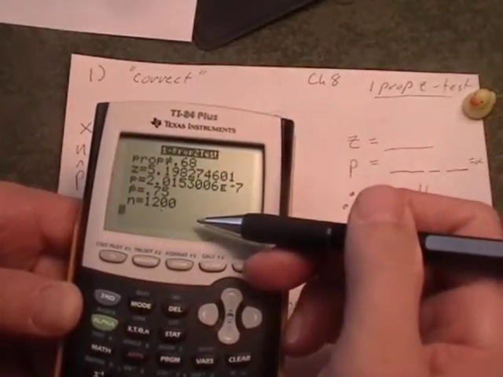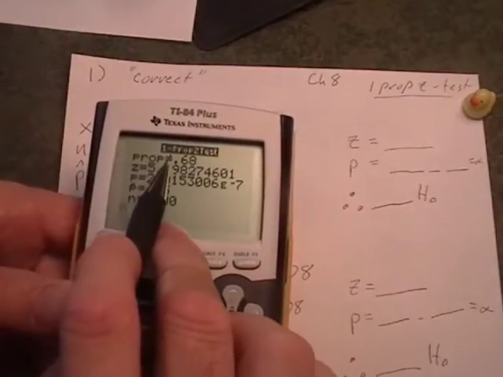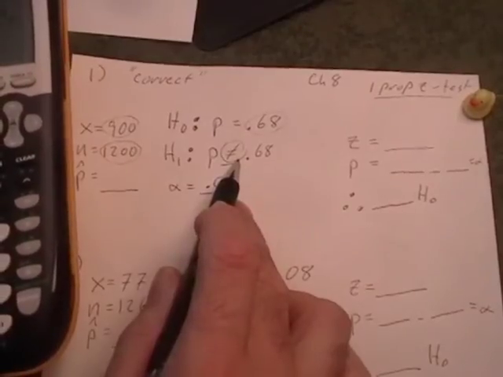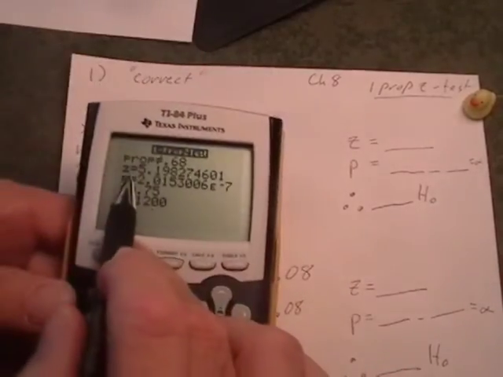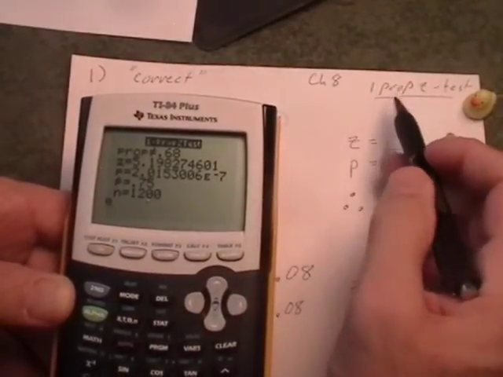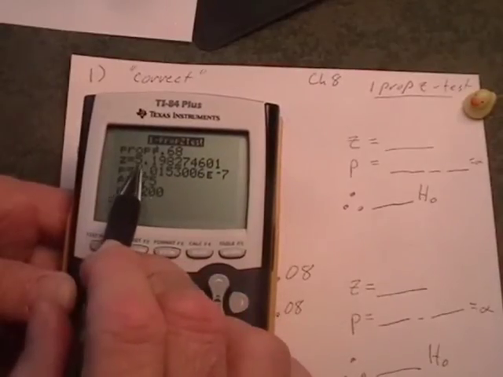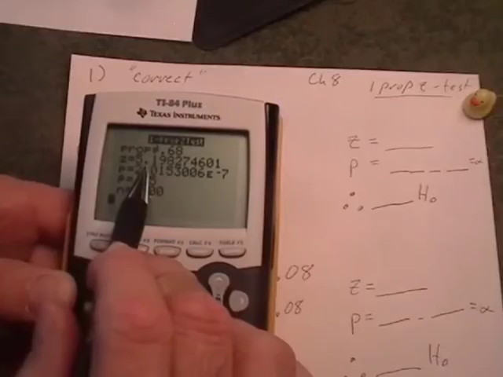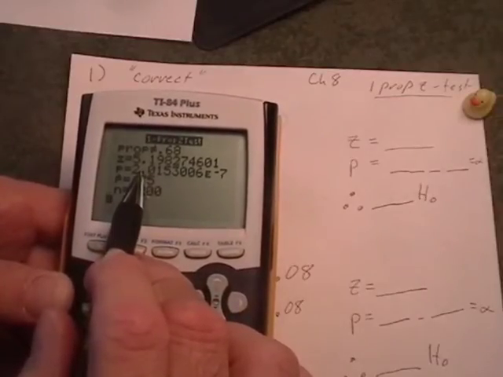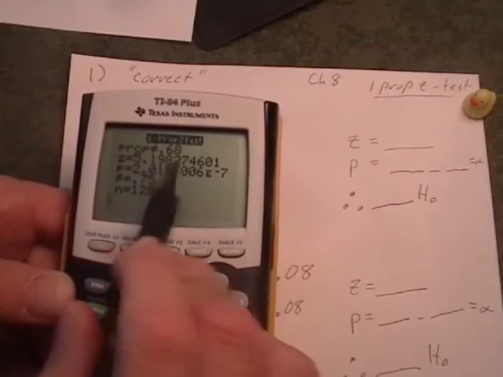What's on this screen is meaningful. First, proportion not equal to 0.68. That's what I have written here, my alternative hypothesis. Z, remember that this is a z-test. It's a z-test with a single proportion. For my test statistics, and z is a test statistic, I want 3 decimal places. It's a common standard. So z would be 5.198.